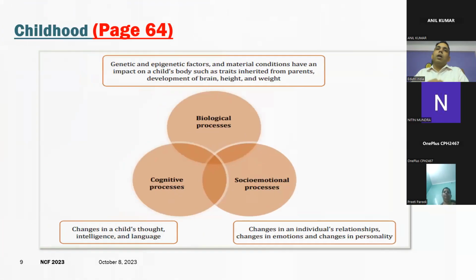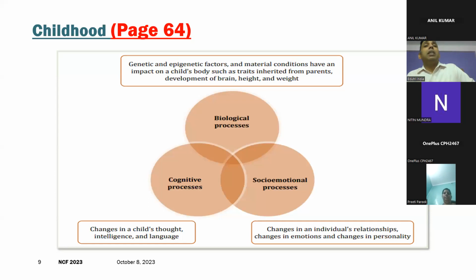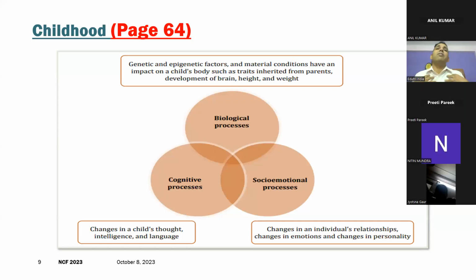Okay. Now, this slide, page number 61, I have taken because this is very important from everyone's point of view. Biological processes, we know when a child grows, there are a lot of changes in the body. When we talk about cognitive processes, whatever we are teaching in school education is part of change in intelligence, thoughts, language. But they are also talking about socio-emotional processes in this NCF.